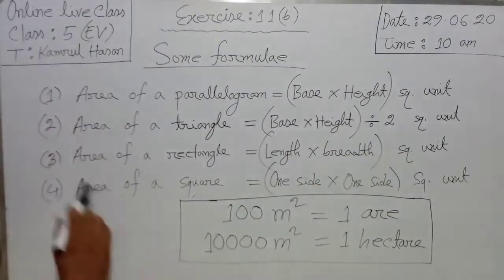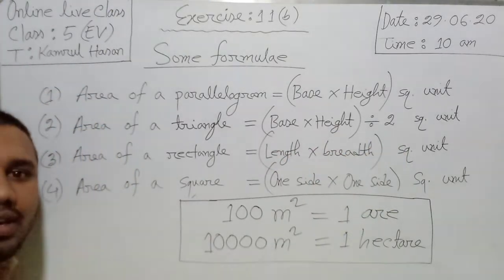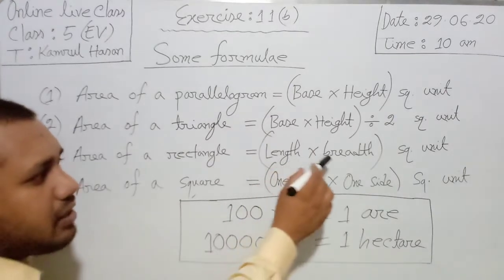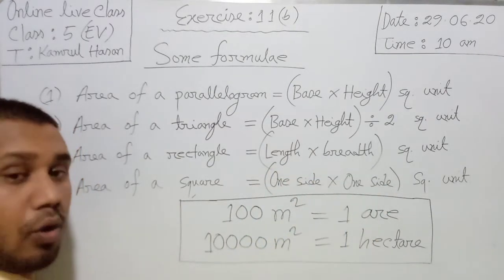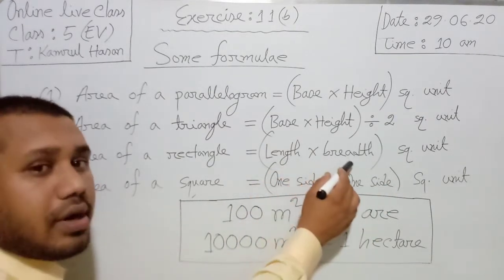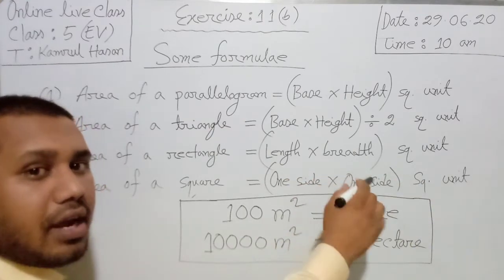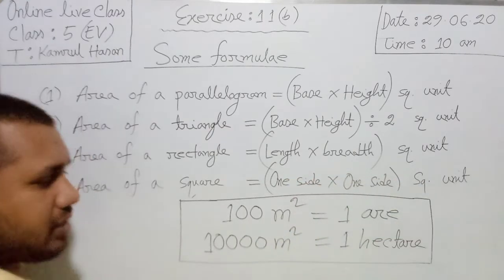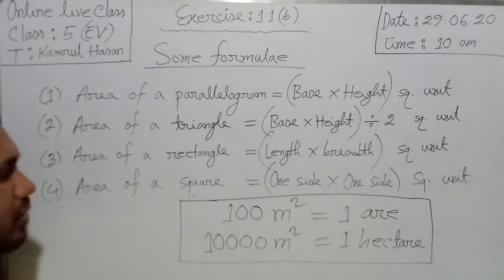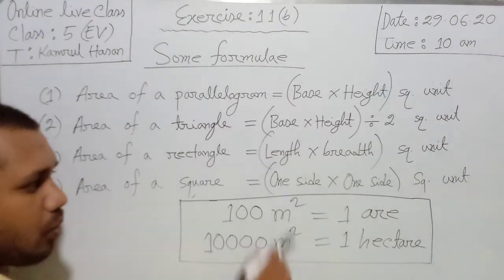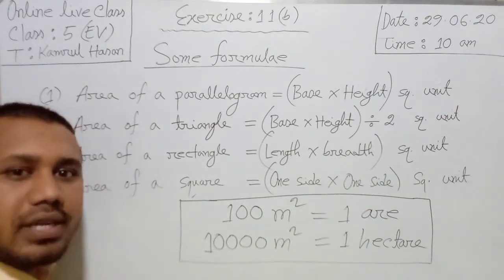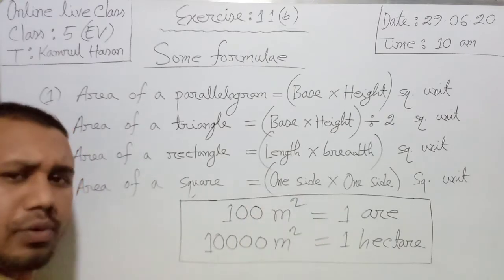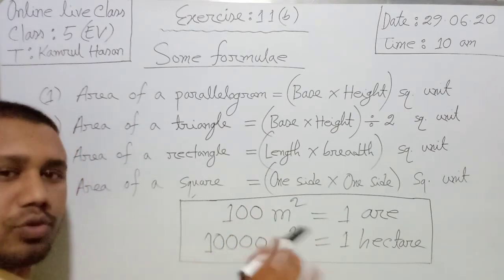Very simple. Now go to the area of a rectangle. Length into breadth square unit. Also you can say length into width square unit. Breadth and width both have the same meaning. Okay. Now number 4, area of a square. One side into one side square unit. Why one side, or you can say side into side, length into length?